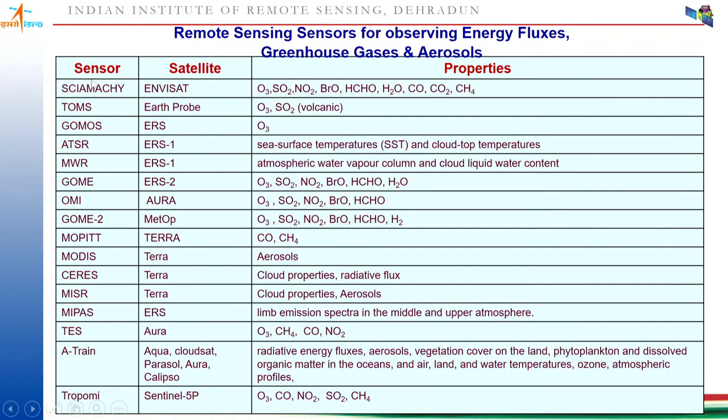So these are many of the polar orbiting satellites: TROPOMI, MISR, CERES, MODIS, MOPITT. These are used for cloud, aerosol, trace gases, and different energy budget studies.